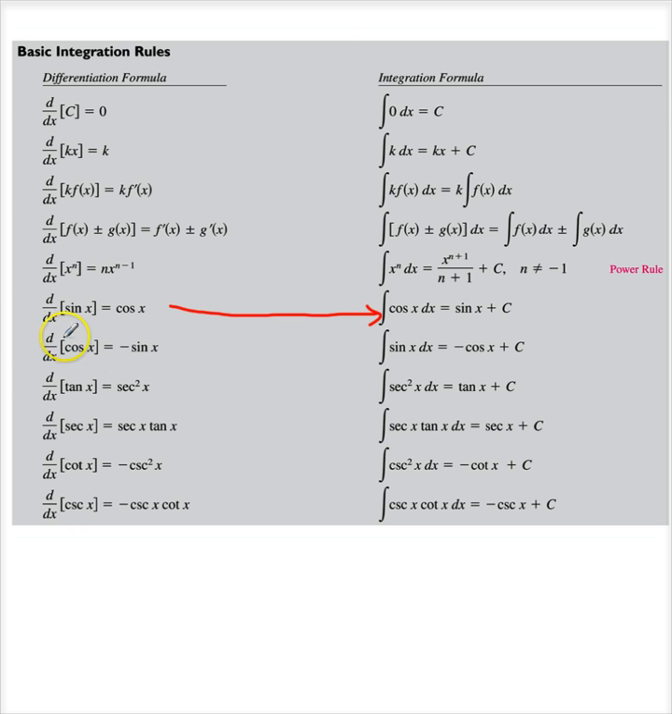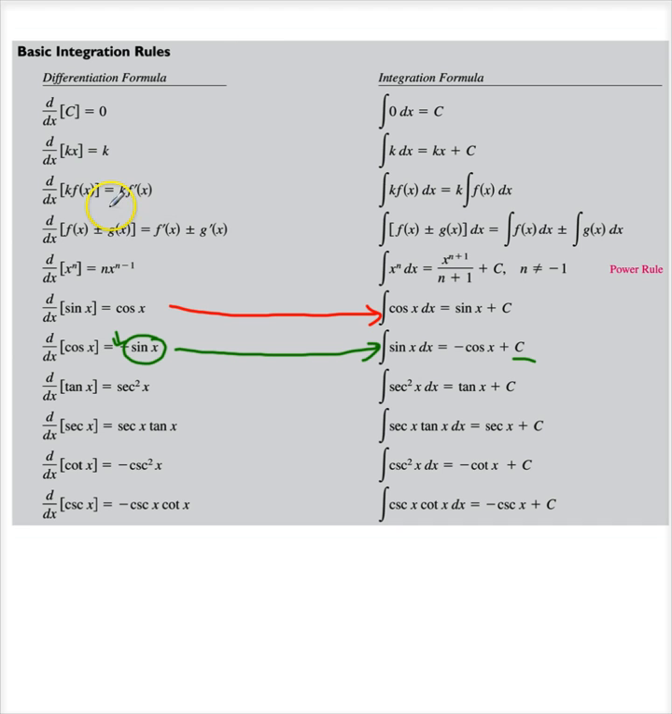Similarly, I know the derivative with respect to x of cosine is minus the sine, so for the antiderivative of sine, I have to have this negative sign, so it's going to be negative cosine of x plus c, and that plus c is very important. And you can go on down for all of the trig functions.